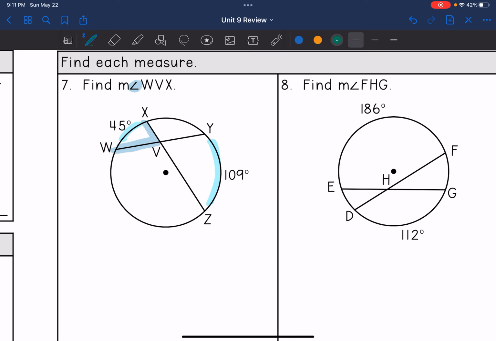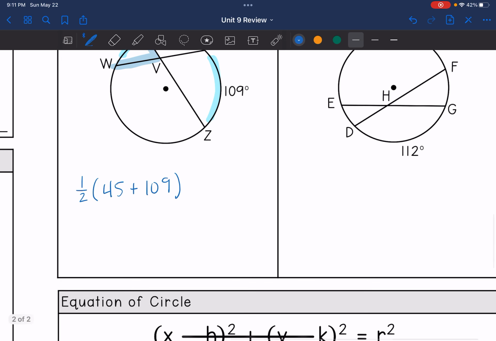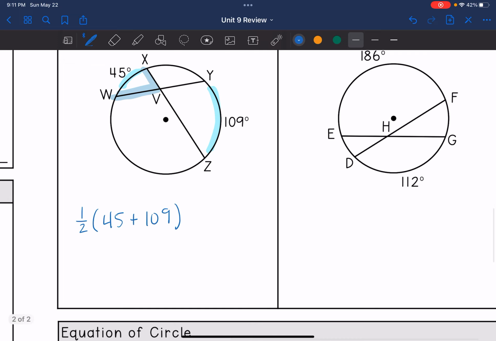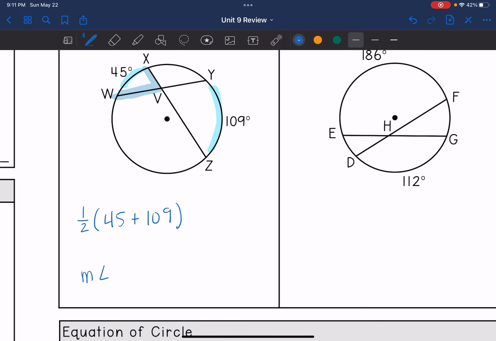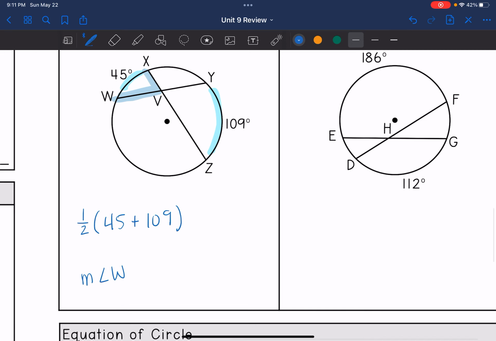So the formula is that angle is going to be equal to half of their sum. So 1/2 times 45 plus 109. You can throw it into the calculator all at once like that. And when I do that, I get that the measure of angle WVX is equal to 77 degrees.